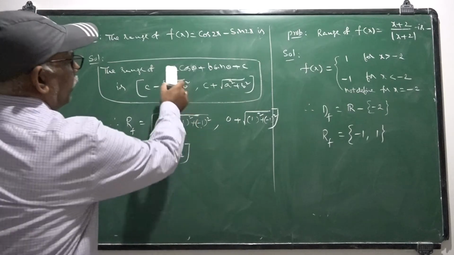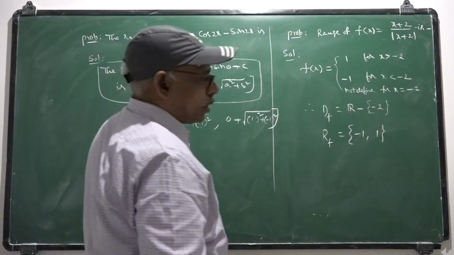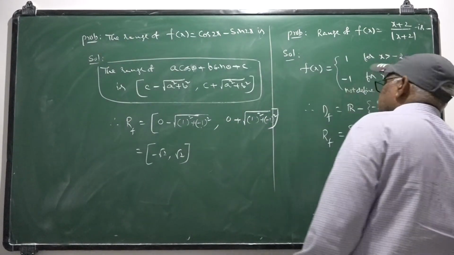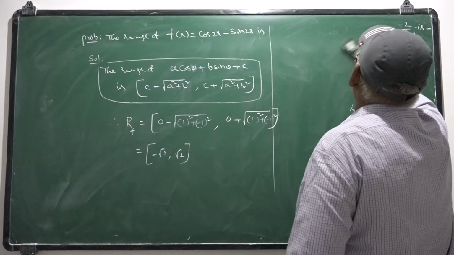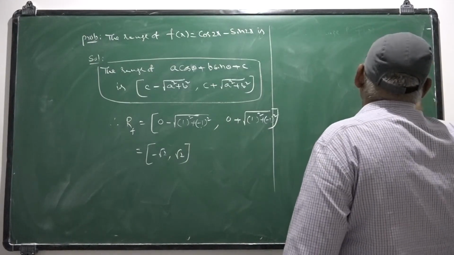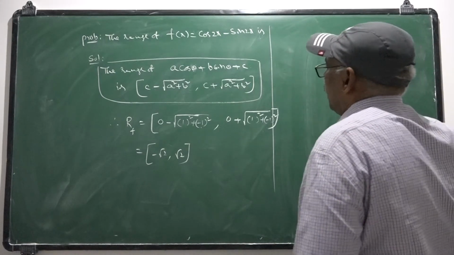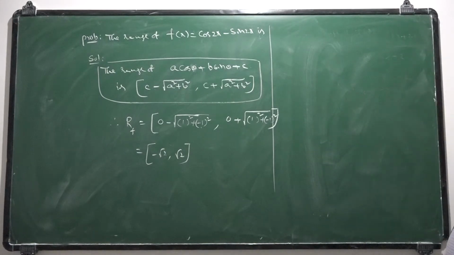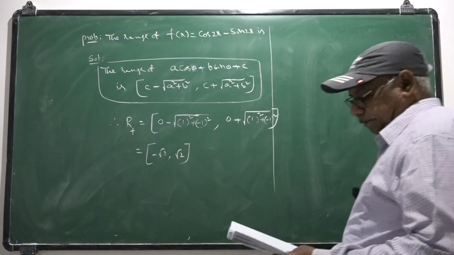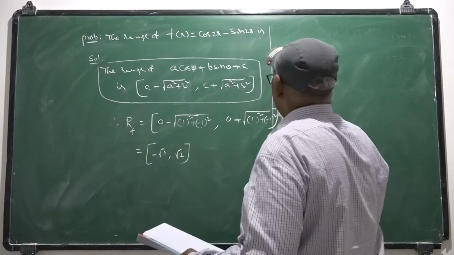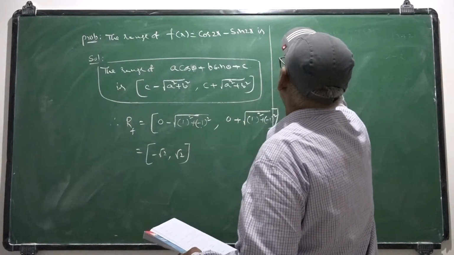The range of the trigonometric function a cos theta plus b sin theta plus c is c minus under root a square plus b square and c plus root a square plus b square, closed interval. Next problem.